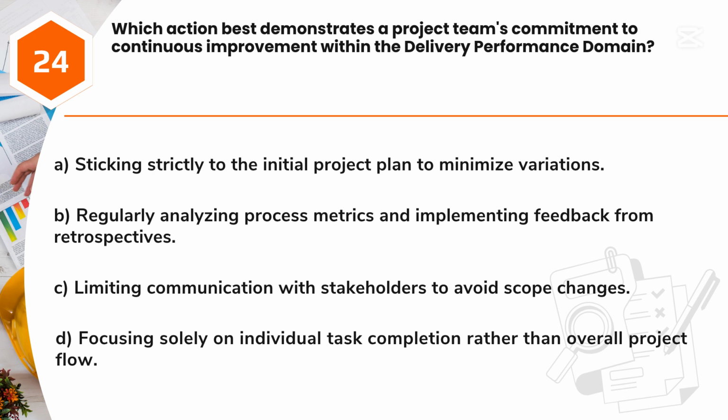Question 24. Which action best demonstrates a project team's commitment to continuous improvement within the delivery performance domain? A. Sticking strictly to the initial project plan to minimize variations. B. Regularly analyzing process metrics and implementing feedback from retrospectives. C. Limiting communication with stakeholders to avoid scope changes. D. Focusing solely on individual task completion rather than overall project flow.